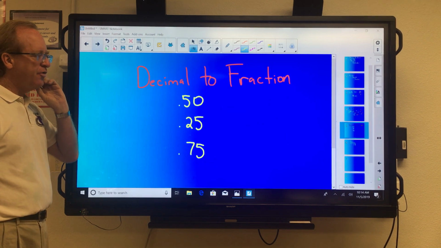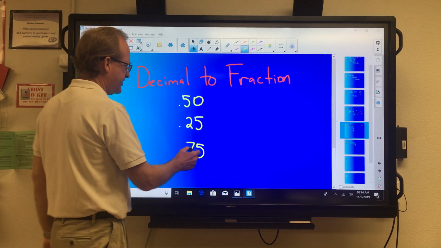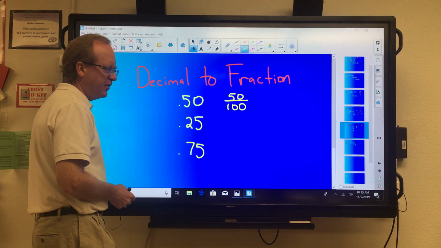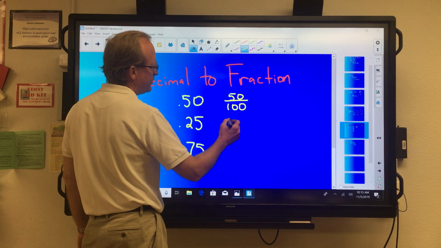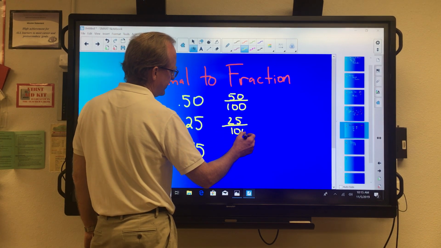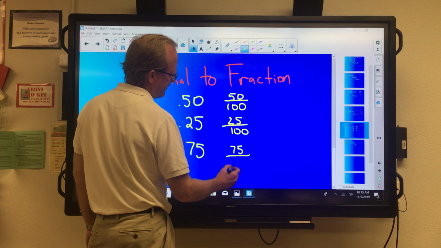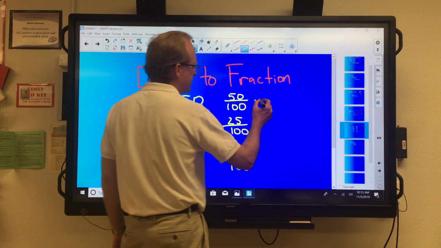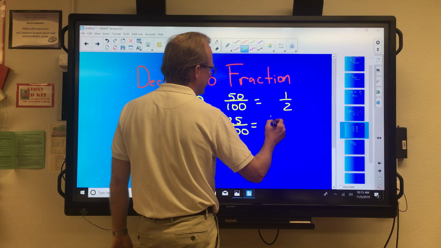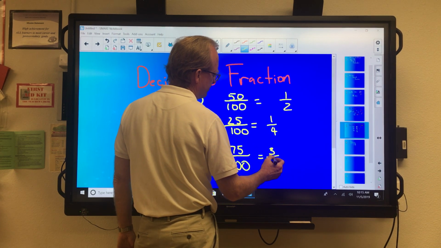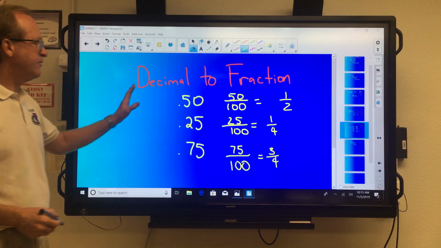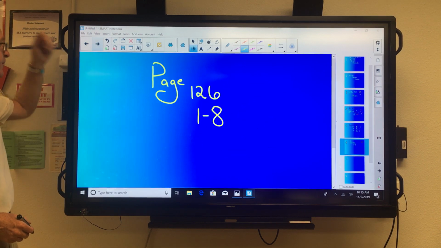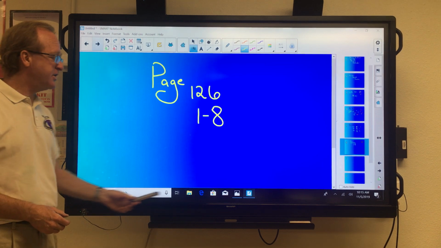Next, converting a decimal to a fraction, what you do is you take your decimal and you put it over 100. So 0.50 becomes 50 over 100. 0.25 becomes 25 over 100, and 0.75 becomes 75 over 100. Now you may need to reduce those fractions, so this would reduce out to 1/2, 1/4, and 3/4. So that's how you convert a decimal to a fraction. Put it over 100, reduce if you need to. So your assignment, you've got page 126, 1 through 8.